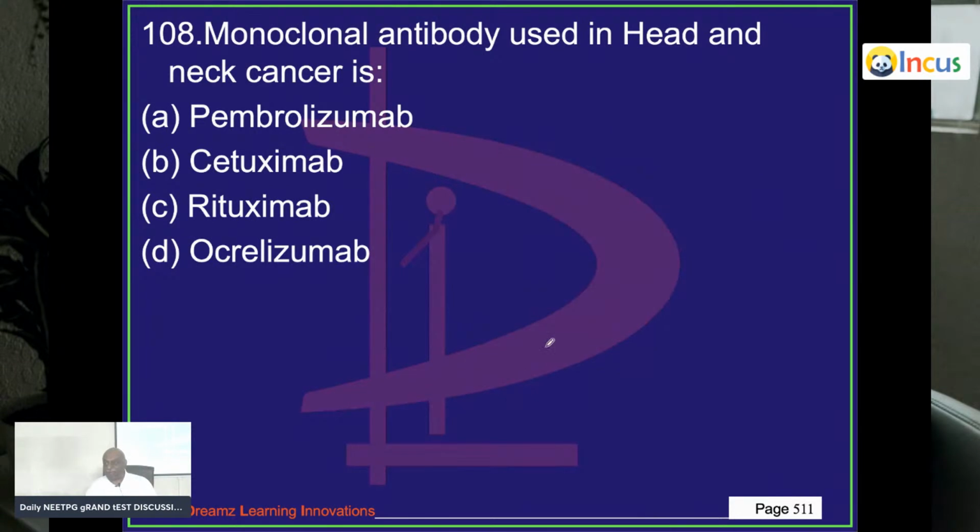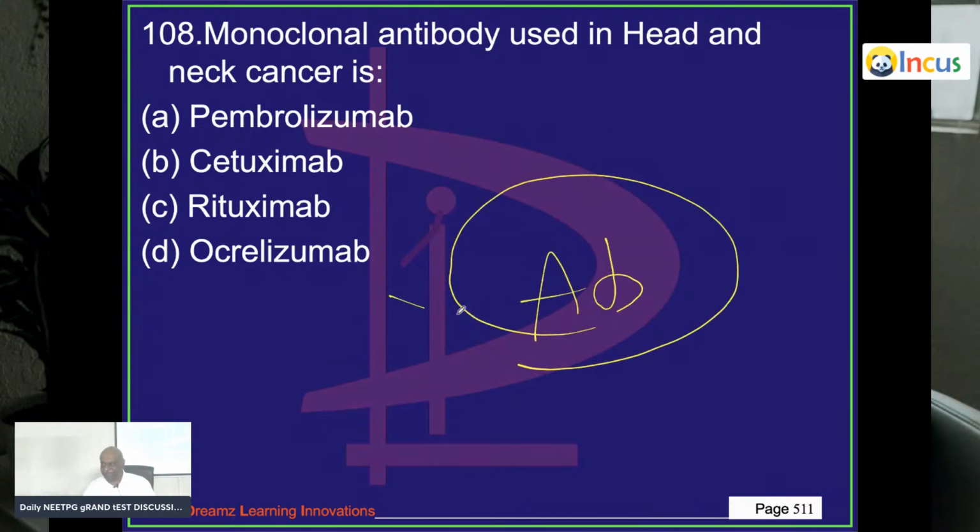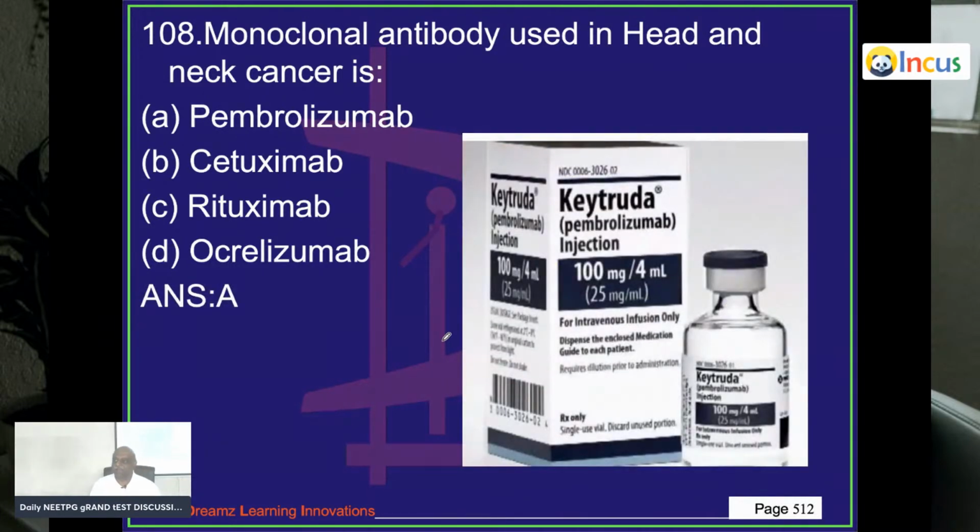So what is the monoclonal antibody used in head and neck cancer? Pembrolizumab. Keytruda.